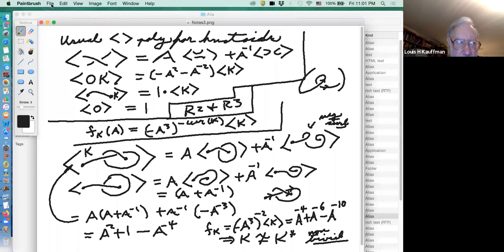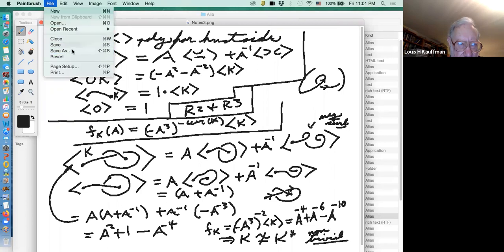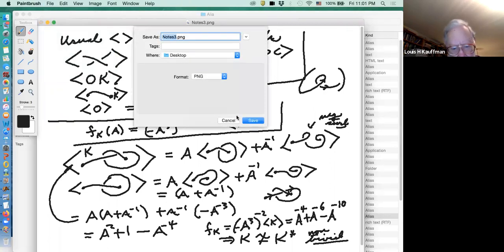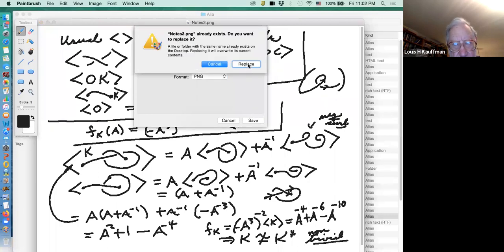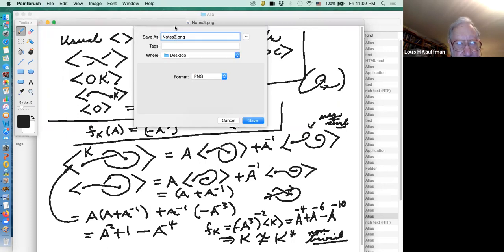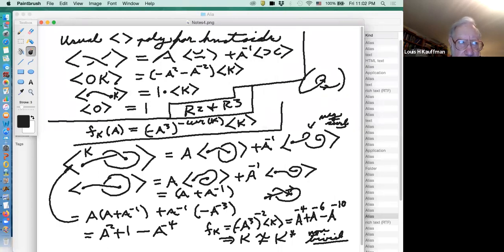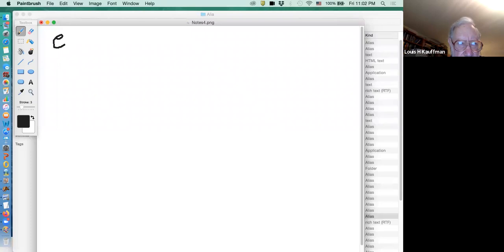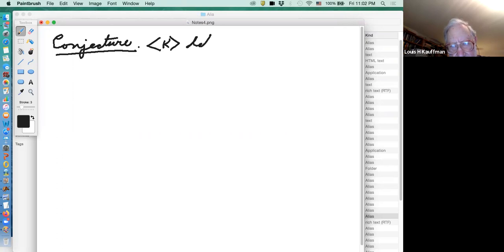And we have a conjecture, just like the one for the Jones polynomial. The conjecture is that the bracket of K detects the unknotoid.